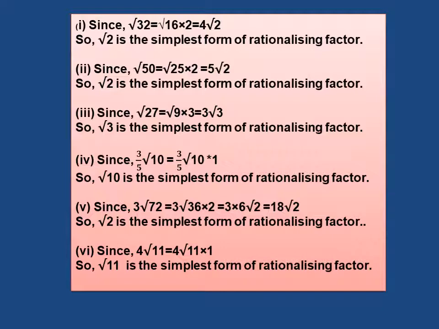By the same method, we solve all the next sums. Root 50, 25 twos are 50, so 5 root 2. Then here also root 2 is the simplest form of the rationalizing factor. Root 27, 9 threes are 27. Then 3 root 3. Then here root 3 is the simplest form.